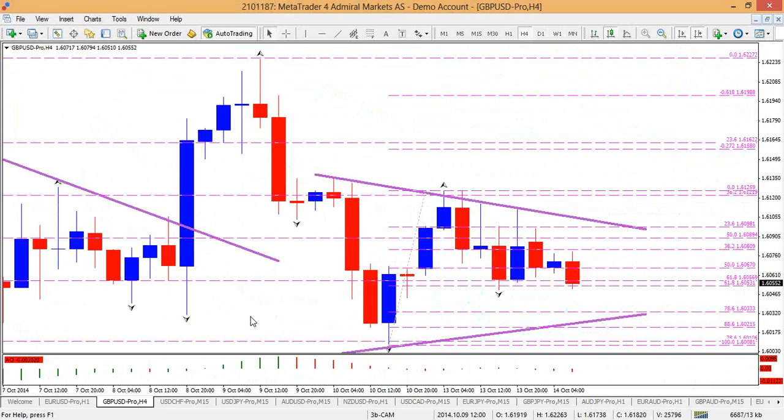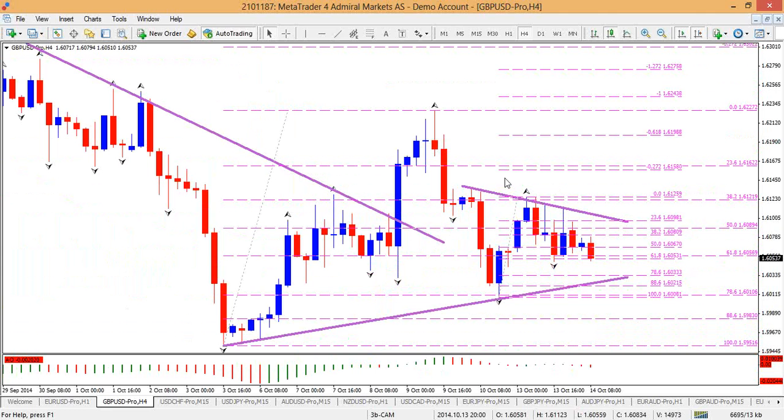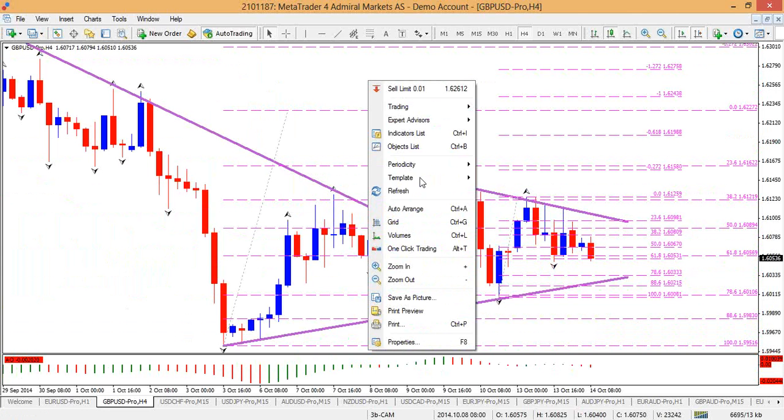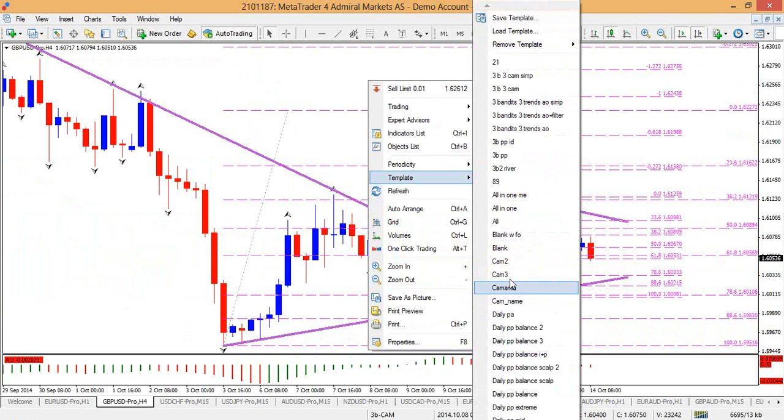So maybe the euro pound is moving up. I don't know. We'll take a look. Yeah, it is actually. I remember. So that explains why the pound isn't as strong against the dollar as the euro, because the euro pound is moving up. So it might be a bit more difficult to trade this one. But let's now move to Camarilla.